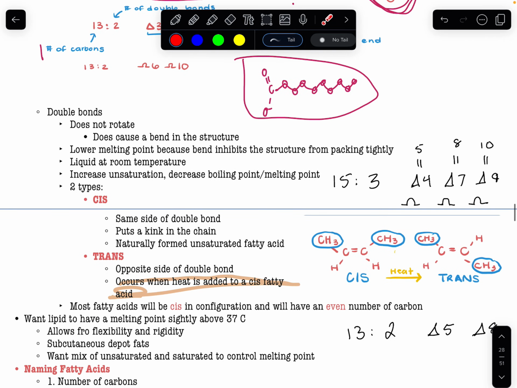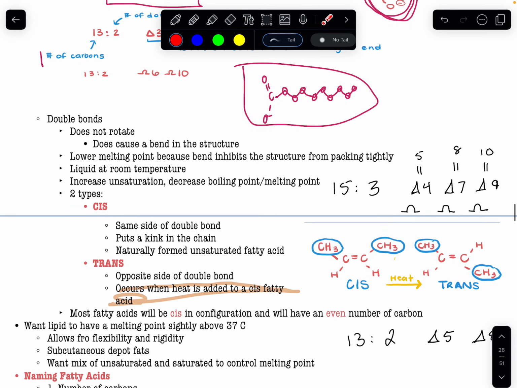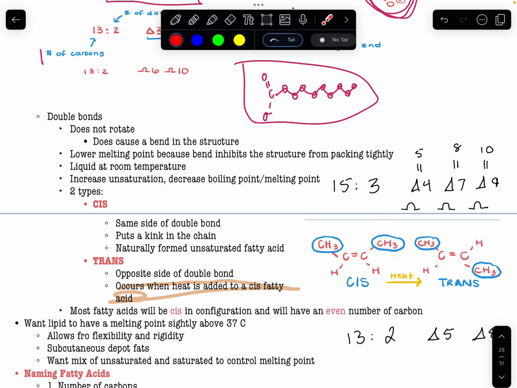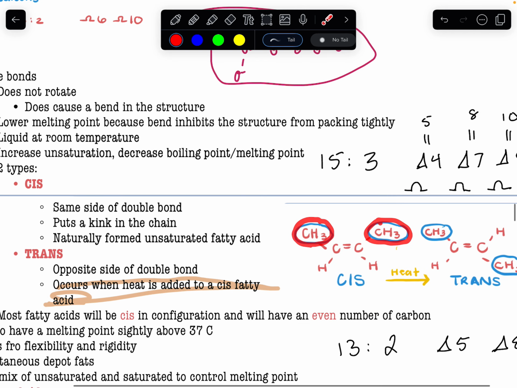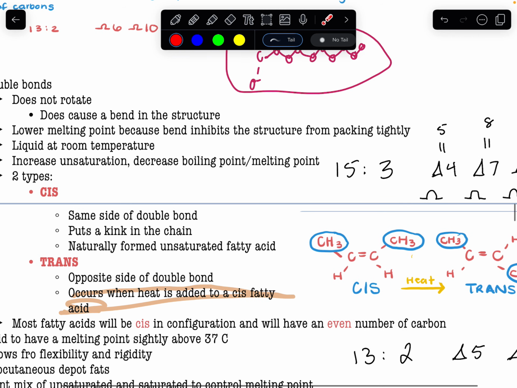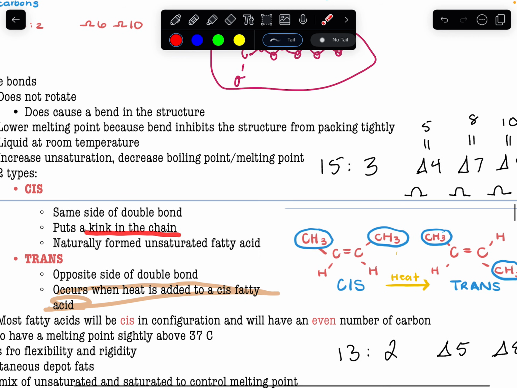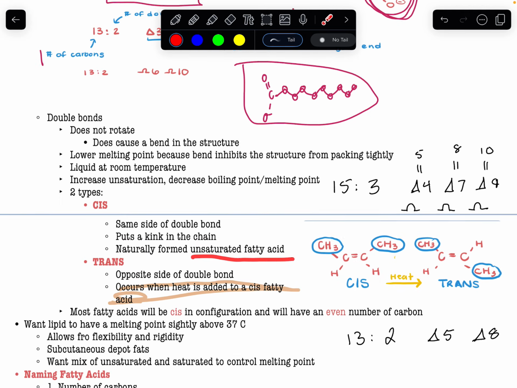Moving on, in our unsaturated fatty acids, we are also going to have cis conformations and trans conformations around our double bond structures. Cis conformation is when two components are both on the same side of the double bond right here. So CH3, CH3, they're both on the same side of the double bond. What this is going to do is put a kink in the hydrocarbon chain, and it's naturally formed in unsaturated fatty acids.